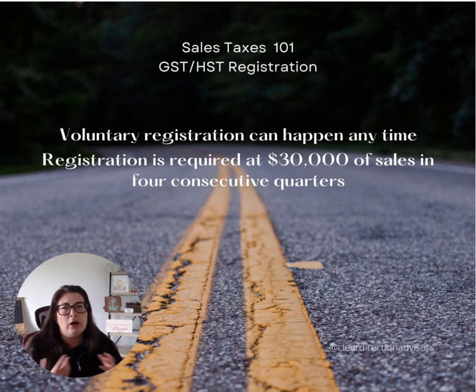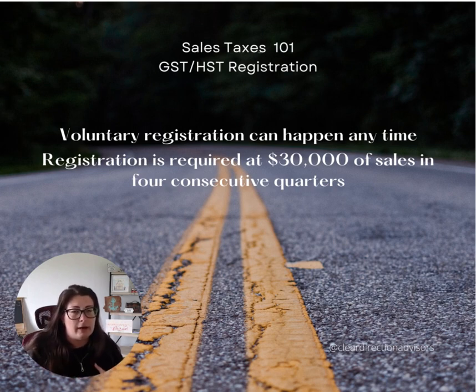Now, when we talk about GST and HST registration, there's two ways that you can do this. Both require contacting CRA. You can't get away from that, but you can voluntarily register at any time. And that means that if you are under the required threshold of $30,000 of sales, not net income, people get confused about that as well.